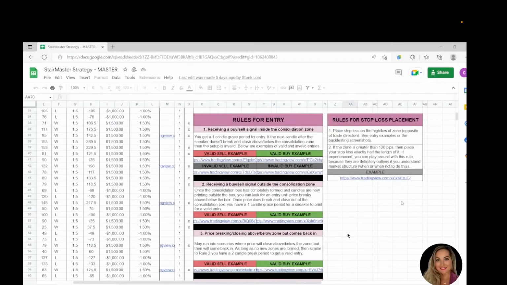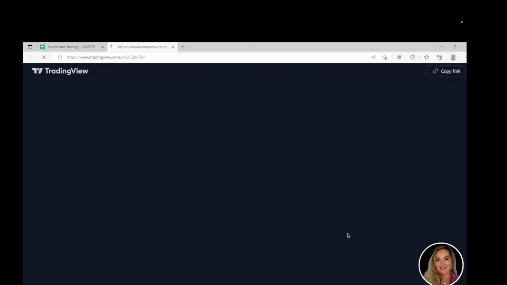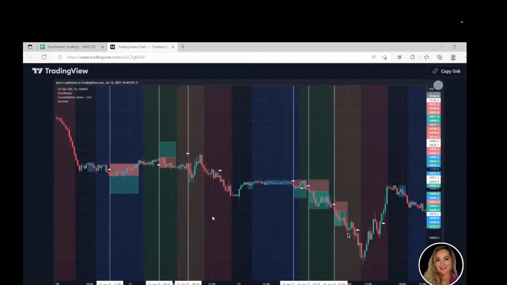As for stop loss placement, I kind of showed you guys in some of the examples and you can see it in all of our markups that we have here for you. But you want to place the stop loss on the high or the low of the zone, opposite of the direction that you are trading in. You can see any of the examples of how we are doing this in the backtesting screenshots. We also have them all in the examples I just showed you guys, and if you click on any of our links, we will show you all of the markups in there so you can see how we do that.